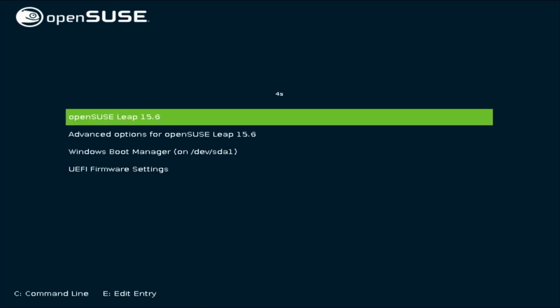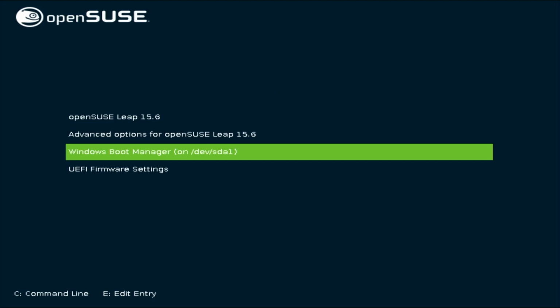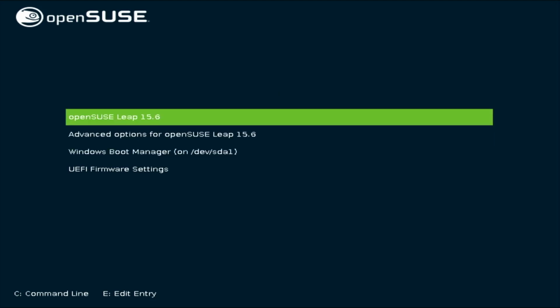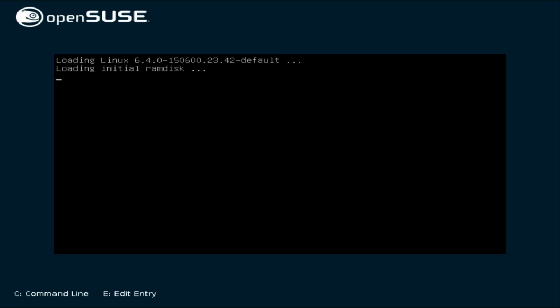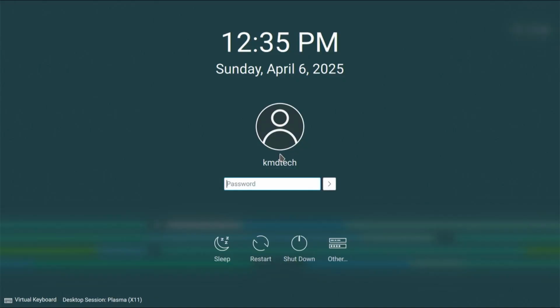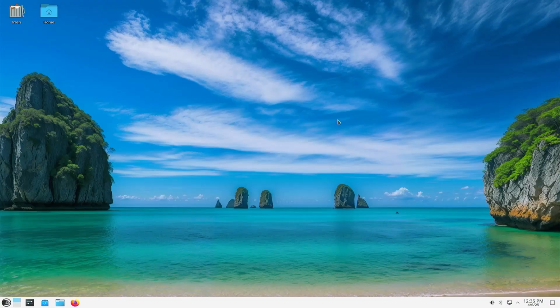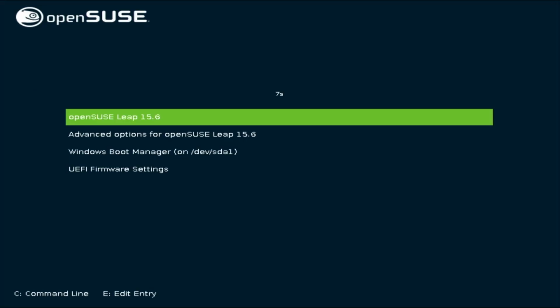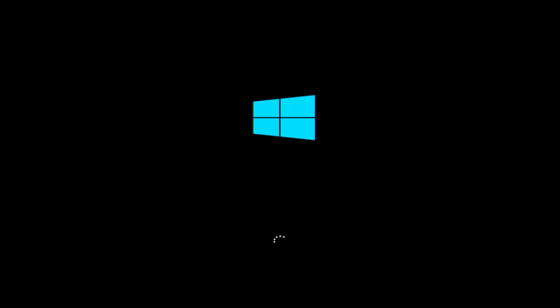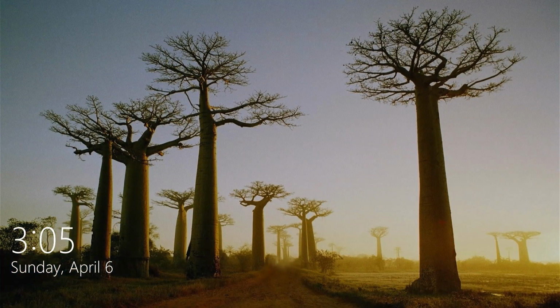It's booted up GRUB as expected, and there's OpenSUSE Leap, and there's the Windows Boot Manager. So I'm going to confirm I can go into OpenSUSE. Log in. All right, it's booted into OpenSUSE as expected. And now I'm going to reboot and confirm I can get into Windows as well. Select Windows. All right, so it's booted into Windows.